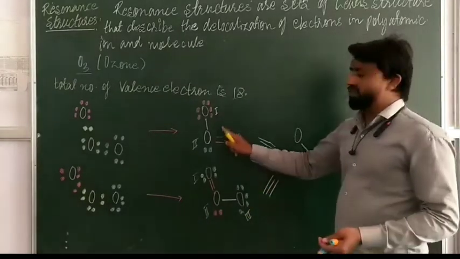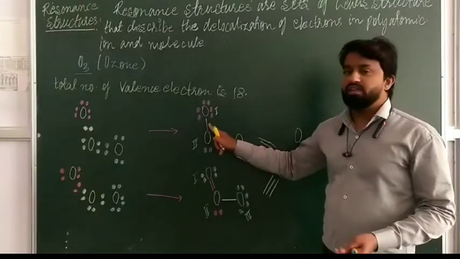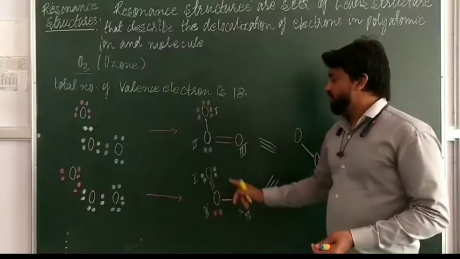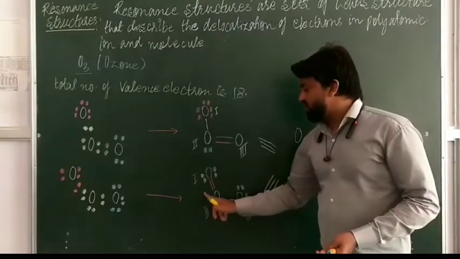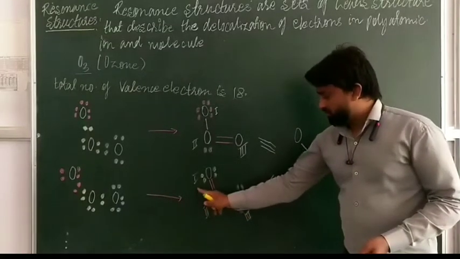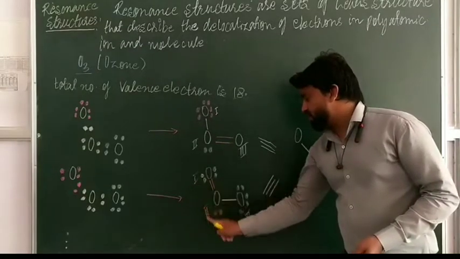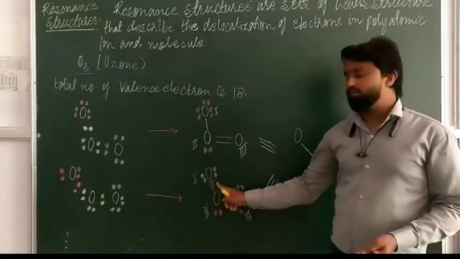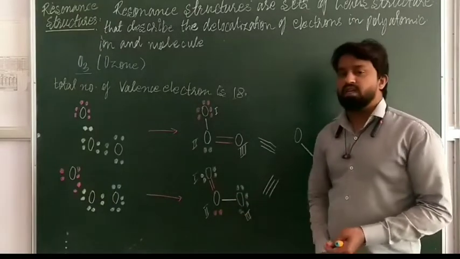In this resonance Lewis structure, the first and second oxygen have a single covalent bond, and the second and third have a double covalent bond. While in the other figure, we may see clearly that the first and second oxygen atoms have a double covalent bond. On the other hand, the second and third oxygen atoms have a single covalent bond.